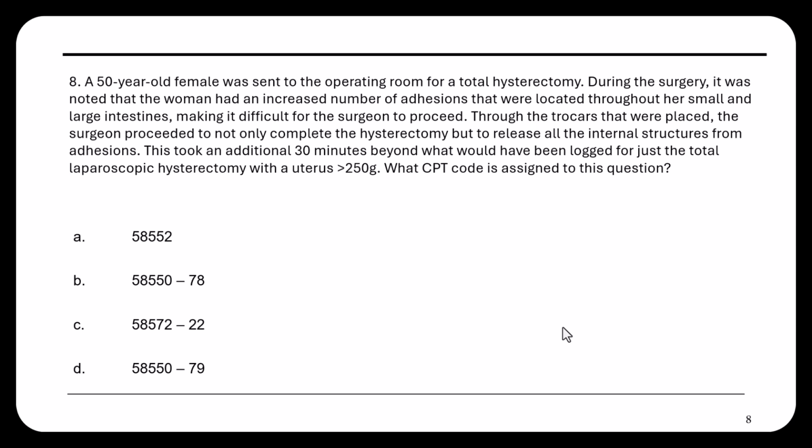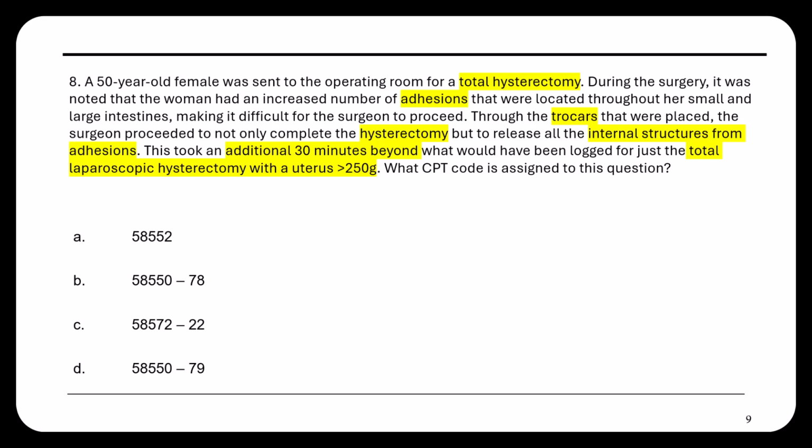This took an additional 30 minutes beyond what would have been logged for just the total laparoscopic hysterectomy with a uterus greater than 250 grams. What CPT code is assigned for this question? All right, well, let's start by looking at our keywords. We have total hysterectomy. We have adhesions.